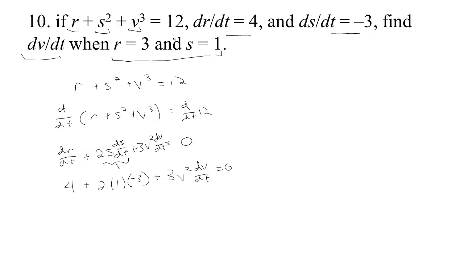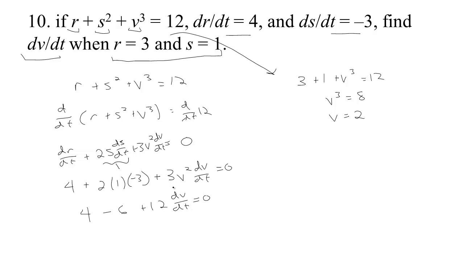To do that, I could use the original equation. I'm told that at this particular instant, r is 3 and s is 1, so we have 3 plus 1 squared plus v cubed equals 12. So let me subtract 4 from both sides so that I get v cubed alone. Okay, and now I can see v cubed is 8, so v must be the cube root of that, which is 2. So 2 squared would be 4, so I have 4, this is minus 6, and then we have 3 times 4 is 12 dv/dt.